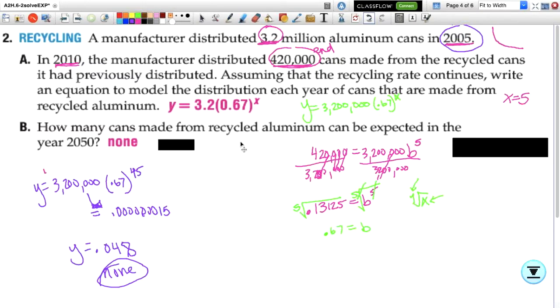Okay. You're going to have one problem in your homework. I think it's number 15, where you're going to have to write an equation by finding the growth rate and then actually do something with it.